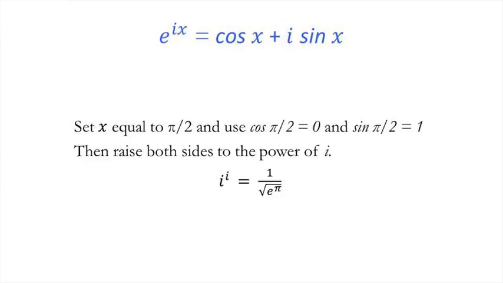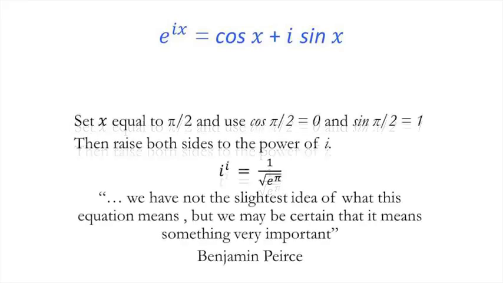So i to the power of i, the thing about it is it's a real number. It happens to have that value, 1 over the square root of e to the pi, but more surprisingly, it's real. And the mathematician Benjamin Peirce said about this formula, we have not the slightest idea of what this equation means, but we may be certain that it means something very important.